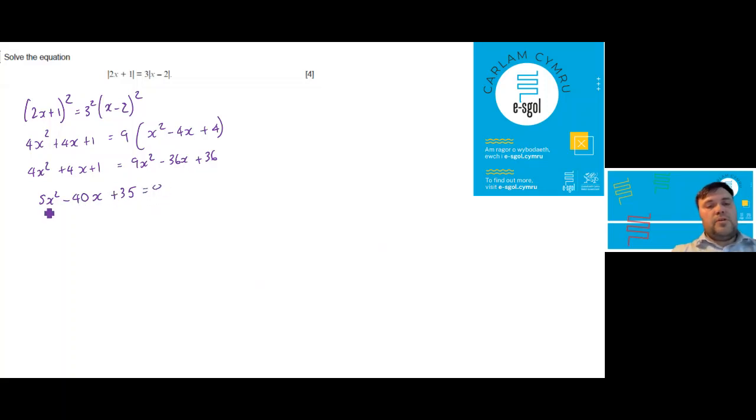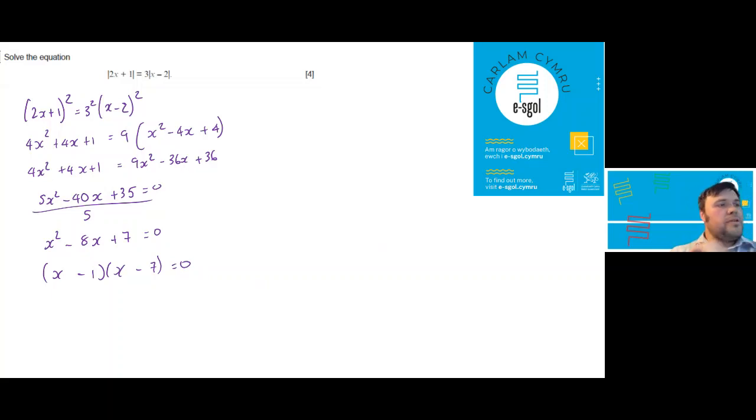Is equal to 0. If I divide through by 5, I'm going to have x squared minus 8x plus 7 equal to 0. So then it's going to be (x )(x ) and one of them is going to be a 7, the other is going to be a 1. They're both going to be minuses. And then it will be equal to 0.